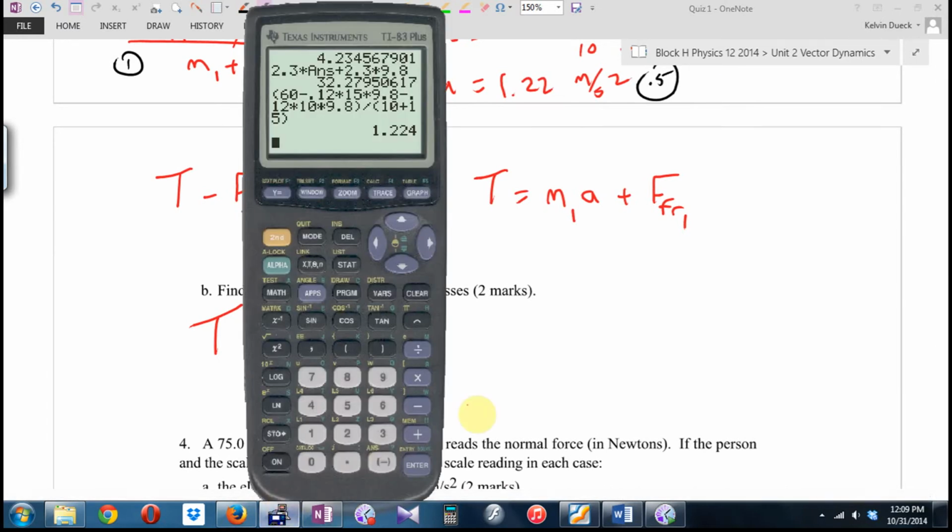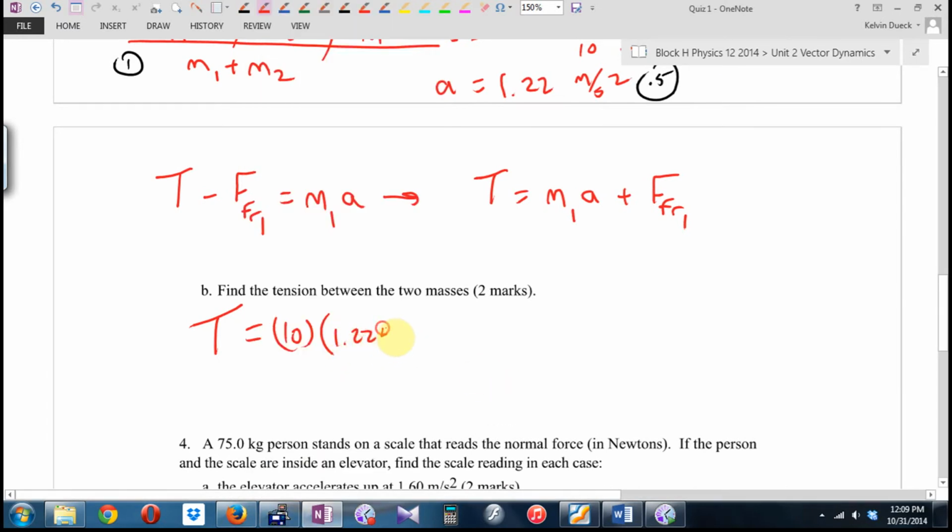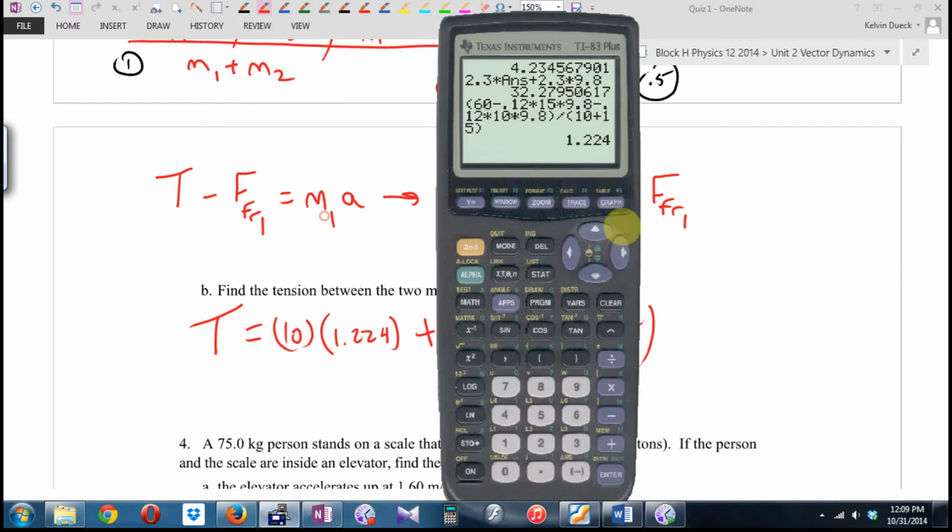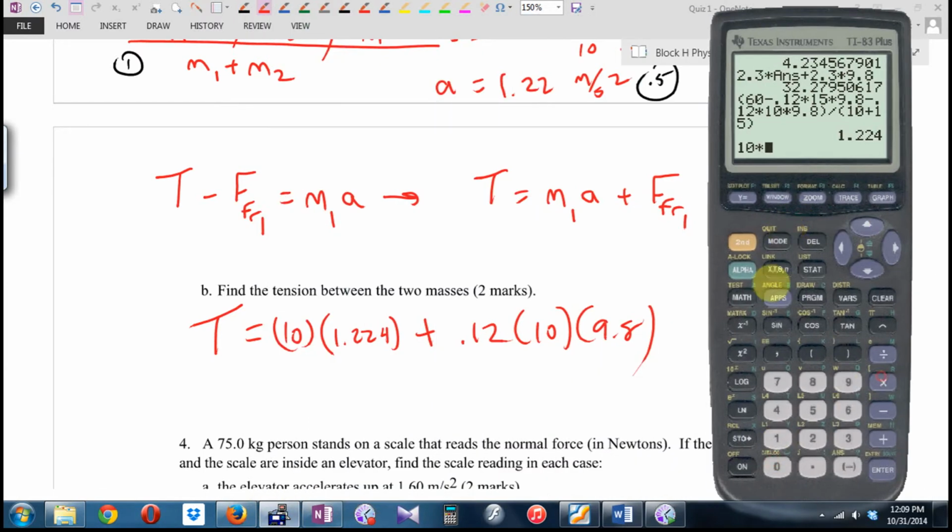I would now say tension equals M1, which was 10, times 1.224, plus 0.12 times 10 times 9.8. Tension is having to accelerate the block and cancel out friction is really what we're saying. It's going to be 10 times that number plus 0.12 times 10 times 9.8. Please tell me, is the answer 24 even? Some feedback would help.